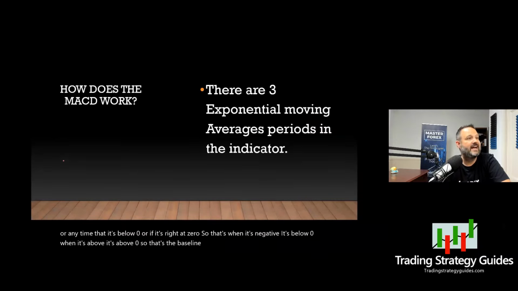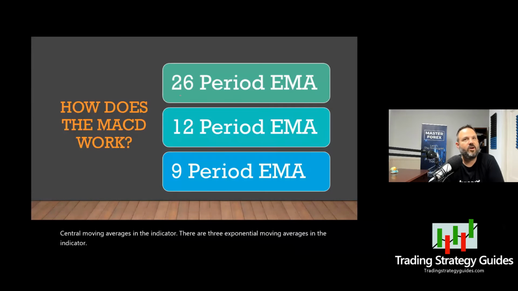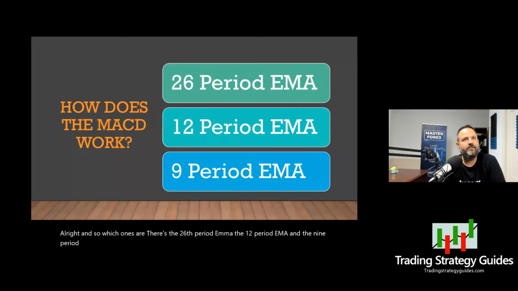Now, how does the MACD actually work? Well, there are 3 exponential moving averages in the indicator. Which ones are they? There's the 26 period EMA, the 12 period EMA, and the 9 period EMA. 3 different ones: the 9, 12, and 26.